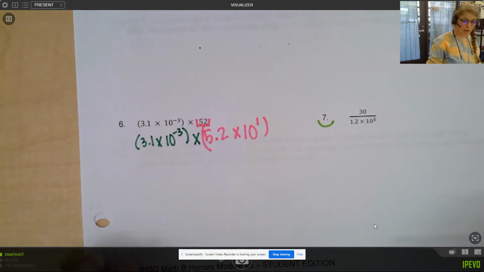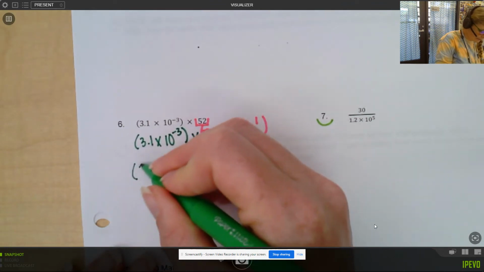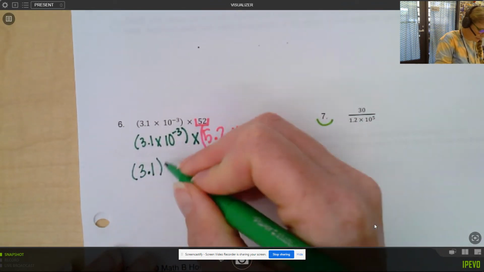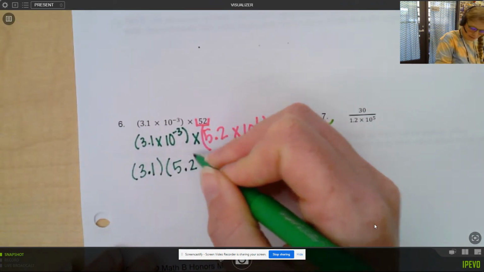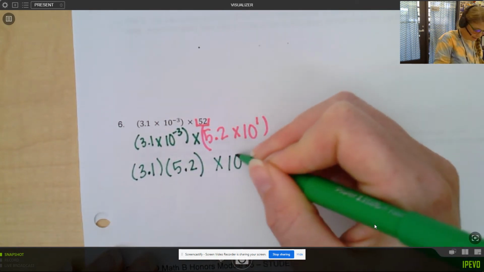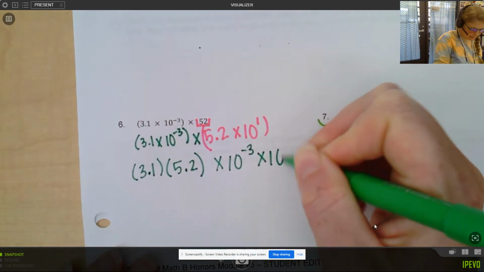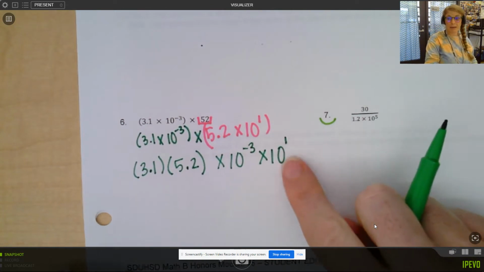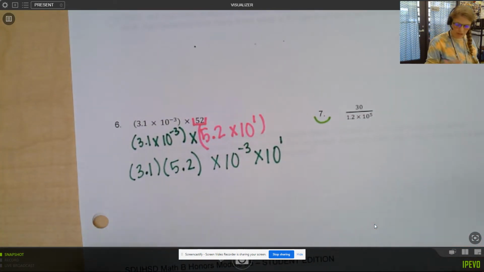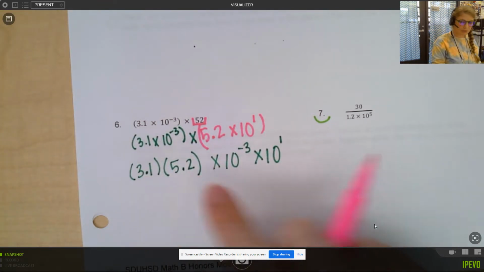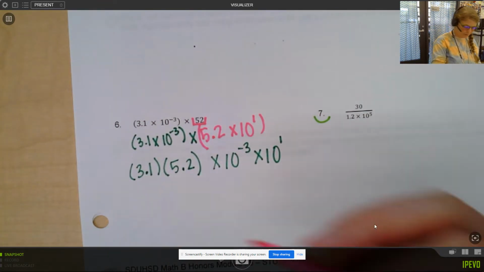So now what can we do? Well, we're going to group our powers of 10 together and our significant figures together. So 3.1 times 5.2 times 10 to the negative third times 10 to the positive 1. I really like writing my exponent of 1 there. Maybe you don't, but it's very helpful for me. 3.1 times 5.2, again, grab that calculator, or maybe you can do that in your head.